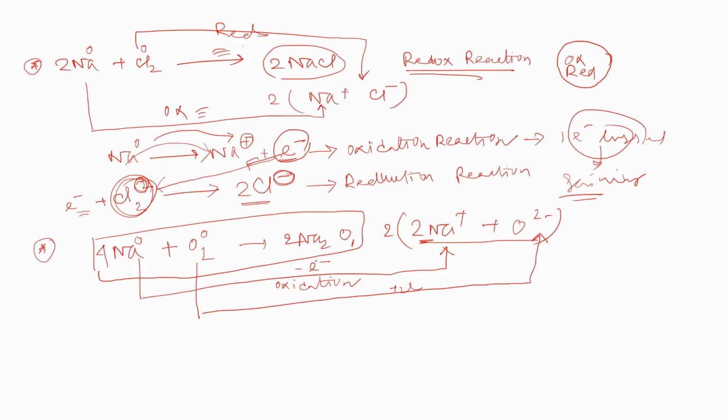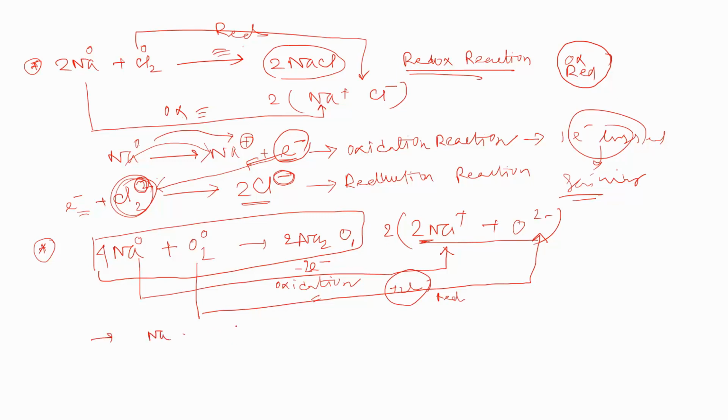Now the question is, if I balance that, 2 electrons are being lost and 2 electrons are being gained, so it is a reduction reaction and an oxidation reaction. If I write that out, here 2 Na+ ions are forming. So what will be the oxidation reaction?